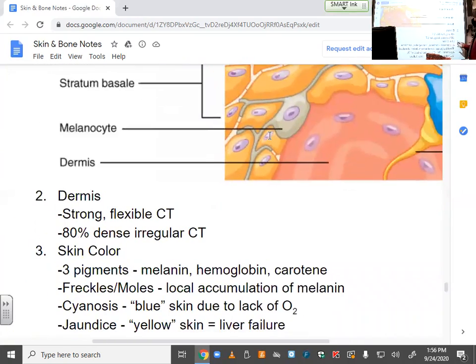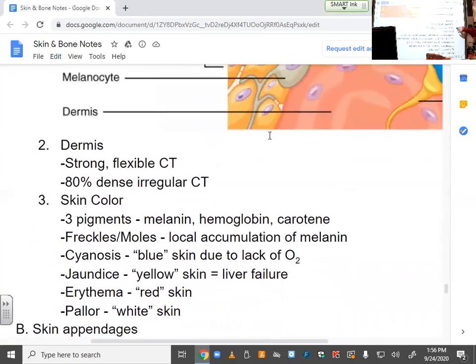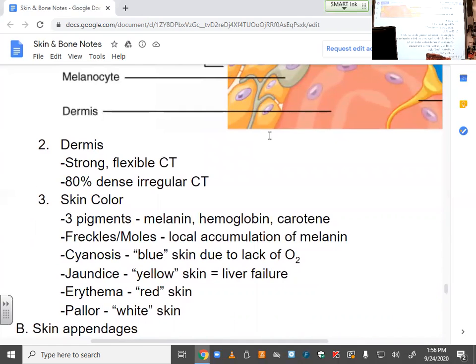All right, the dermis, and we'll do dermis and skin color, and then we'll stop for today. The dermis, not as much to say about it, because the dermis is way more about what's inside the dermis than the actual material of the dermis. We already talked about it the past couple days. It is this strong, flexible connective tissue. 80% of the substance of the dermis is made up of dense, irregular connective tissue. Remember, what that means is the fibers go in all directions, so you can pull skin in pretty much any direction without ripping it off of your body because of that dense, irregular connective tissue.